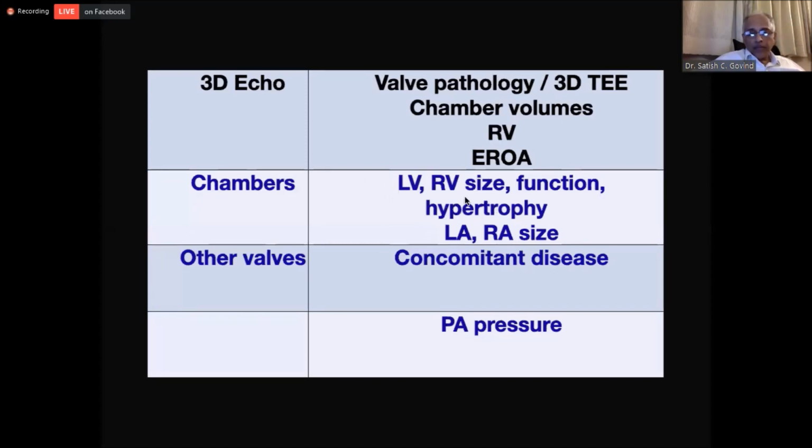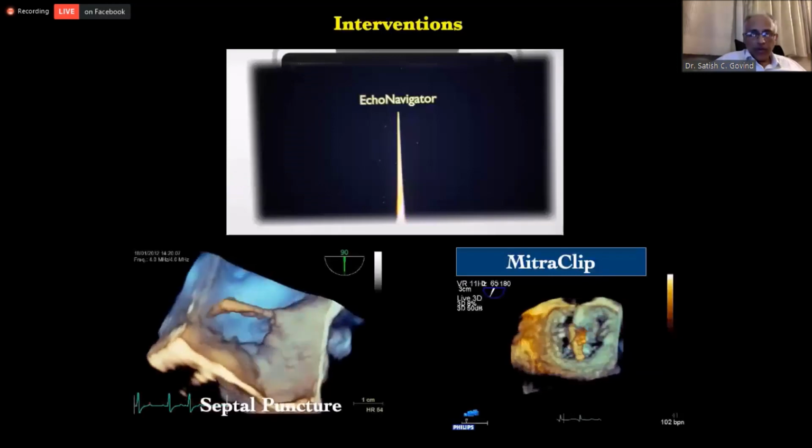Chambers, we have to make sure that both the upstream and downstream changes are analyzed in terms of size and function, and very importantly, what is the effect of other valves which may be causing some impact on the various parameters. So one needs to factor that in. And the all-important PA pressure is something which has to be done before you conclude.